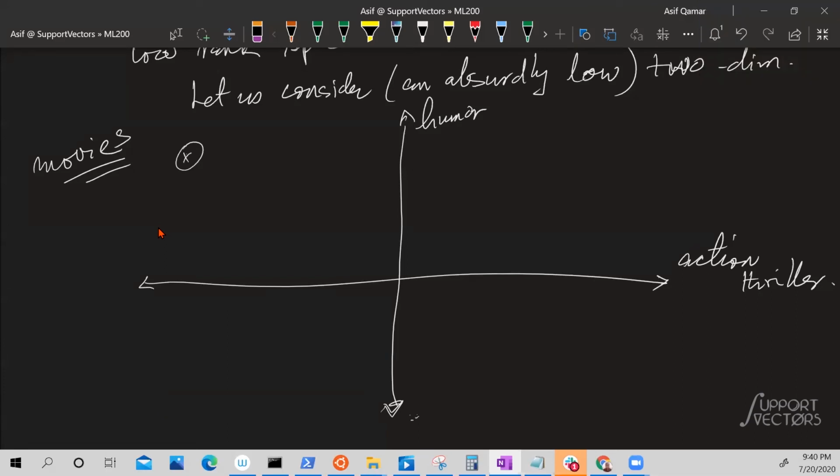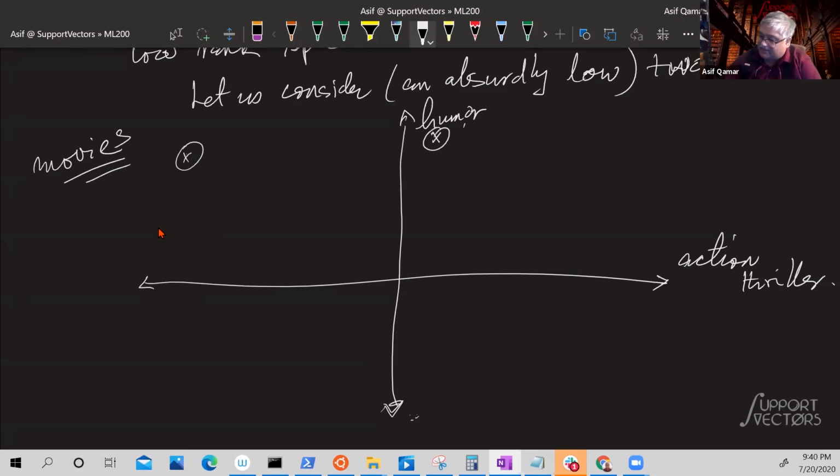Let's put popular names. Have you seen the movie Dumb and Dumber? It's a total farce, so it would rate somewhere here. And let's take one of those Terminator movies. They do have some amount of humor on the positive side, but they are completely action-packed, isn't it? So this would be Terminator, right?